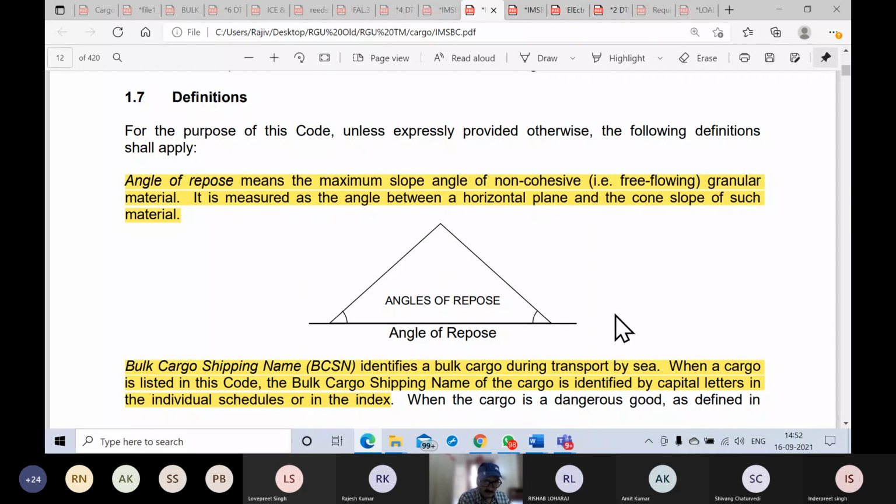The BCSN is the proper bulk cargo shipping name, which has to be iron ore. It cannot be addressed as mitti or another nickname in these codes or the safety data sheet. It has to be addressed as BCSN. So this is also a definition which you should know, the name which identifies the bulk cargo.